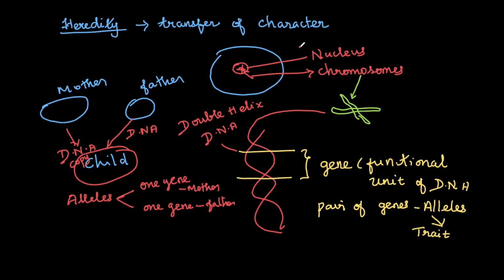So the transfer of characters is done with the help of chromosomes. Chromosomes are made up of DNA. DNA has a double helix structure. A small segment of DNA is called a gene. The gene is the functional unit of DNA, and a pair of alleles is responsible for one particular trait. Each gene in the allele pair comes one from the mother and one from the father.